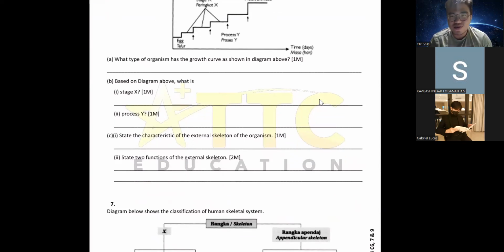So characteristic of the external skeleton, C1. They are hard. Okay, hard. 2 function of the external skeleton. Guys, for every skeleton, you can write these 2 functions. Number 1, to protect organs. Number 2, to support body weight. I don't care if it's endo or exo or hydro. They are to protect organs, support body weight. Guys, are you okay? Okay, cool.